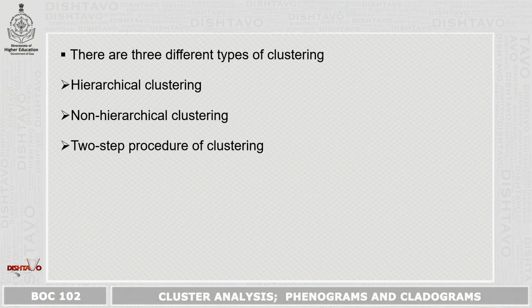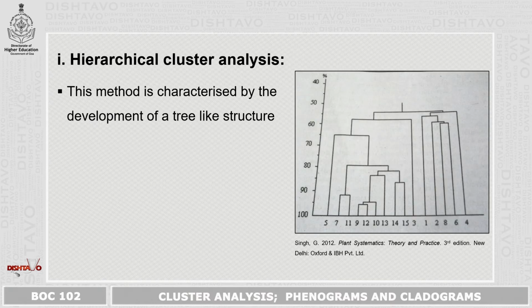There are three different types of clustering: hierarchical clustering, non-hierarchical clustering and two-step procedure of clustering. In hierarchical clustering, what we do is we try to develop a tree-like structure, or the hierarchical cluster analysis will result in a tree-like structure.